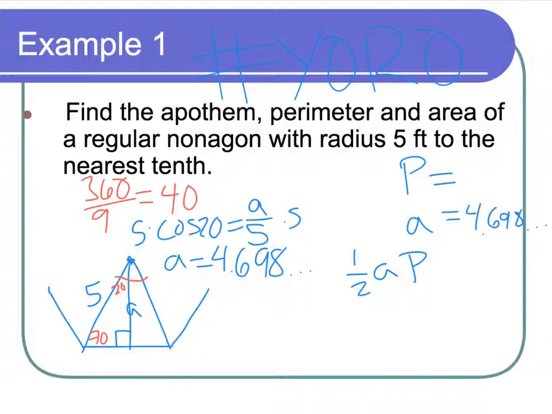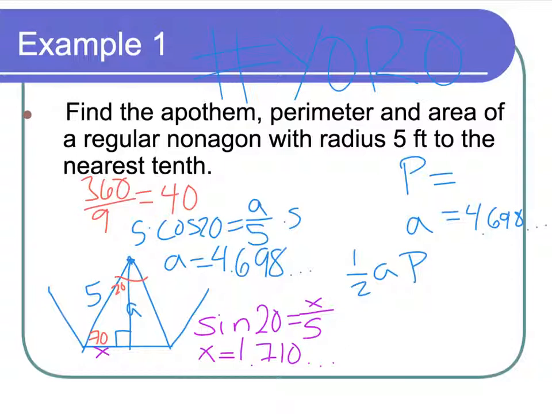Now I got to find my perimeter. I can do it the same kind of way, but I'm looking for my opposite now. So instead of using cosine, I'm going to be using sine. Sine of 20 is equal to my opposite, we'll just call it x, over 5. So I'll do sine of 20 times my hypotenuse, and I get x equals 1.710. So on and so forth.